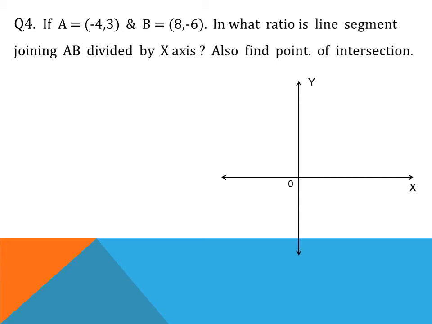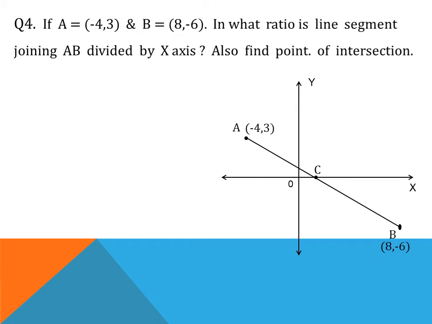Now since point A is given as (-4, 3), the x coordinate is negative and the y coordinate is positive, so our point A will lie somewhere in the second quadrant. Similarly, point B is (8, -6). Now the x coordinate is positive but the y coordinate is negative, so point B would lie in the fourth quadrant.